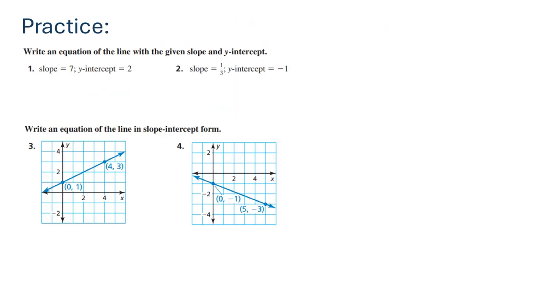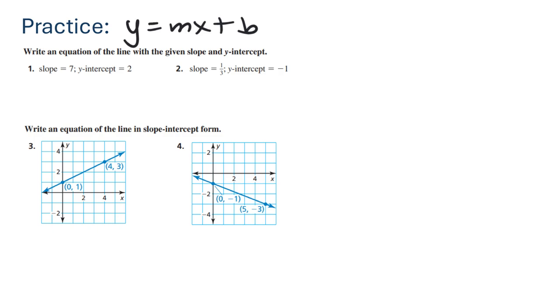Okay, so here are some practice examples. In number 1, they're giving us the slope and the y-intercept. So our end goal is what, guys? Our end goal is y equals mx plus b, right? That's our end goal. That is what we're working towards.